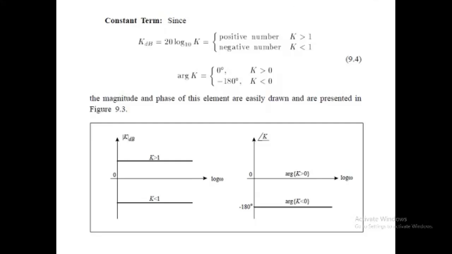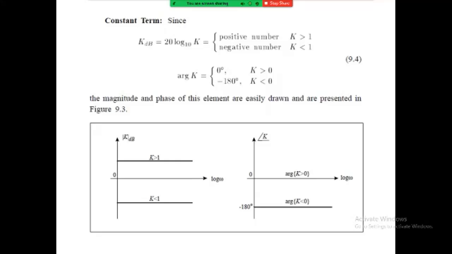So the magnitude and phase of this element are easily drawn and represented in the following figure. Consider here the x-axis, that is log of ω, with the 0 reference line, and the y-axis can be considered as the modulus of K in dB, and in the second diagram it is shown as the angle of K.